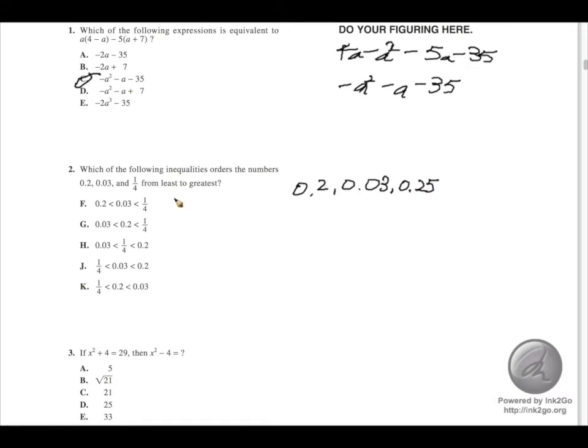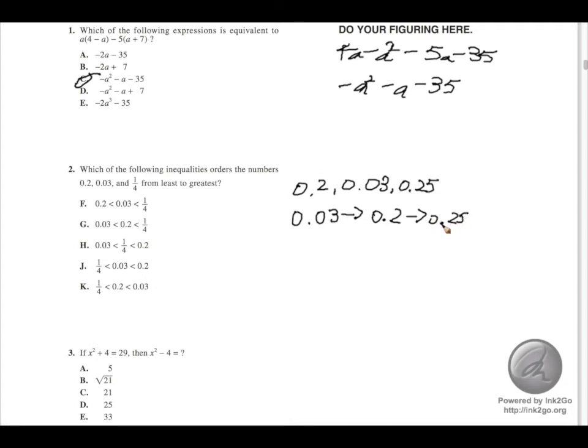And to find the decimal form of 1/4, you might do it mentally, you could use your calculator. Whatever you do, the main aim here is to have all the numbers converted into the same form to make them easier to compare. And now we're going to order these from least to greatest as the question asks. So we have 0.03 as the smallest, and then we have 0.2, and finally we have 0.25.